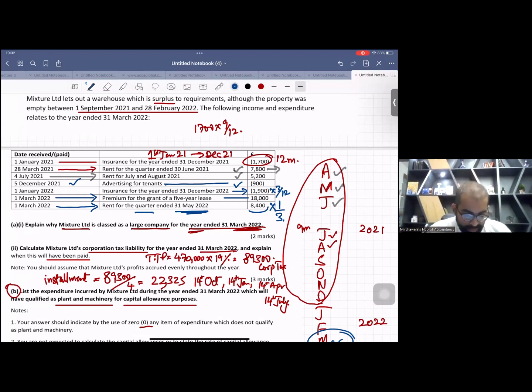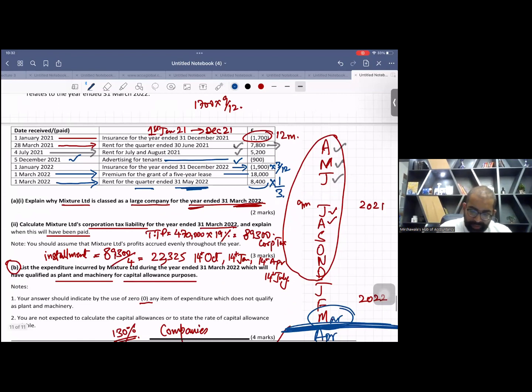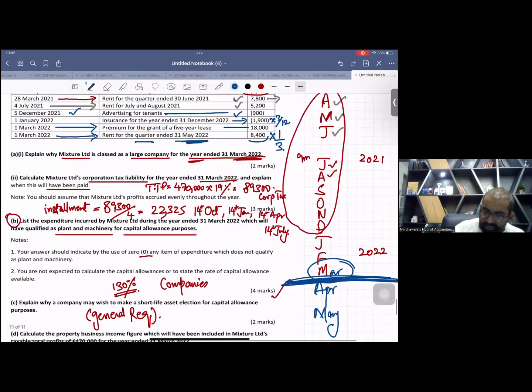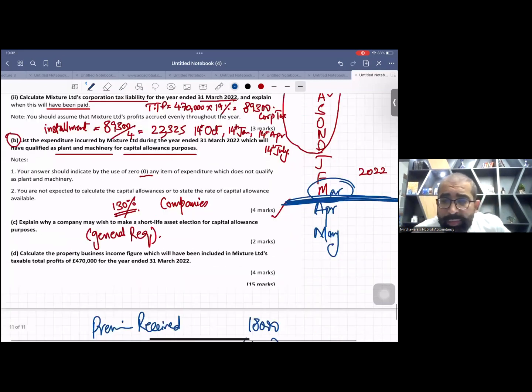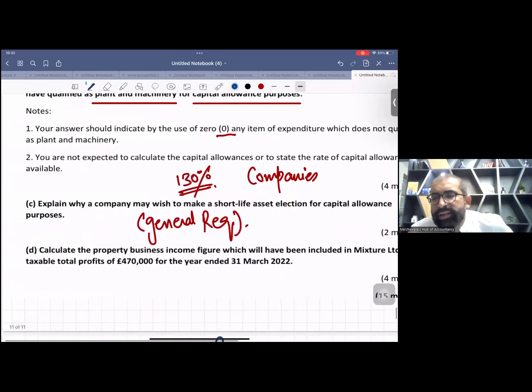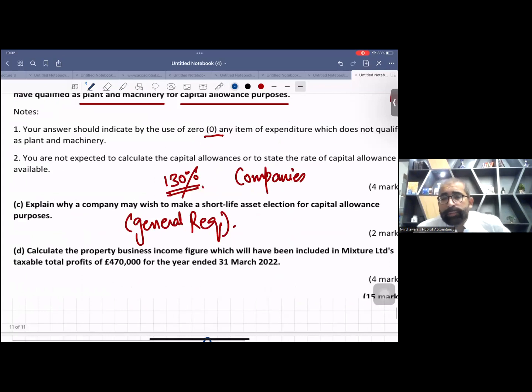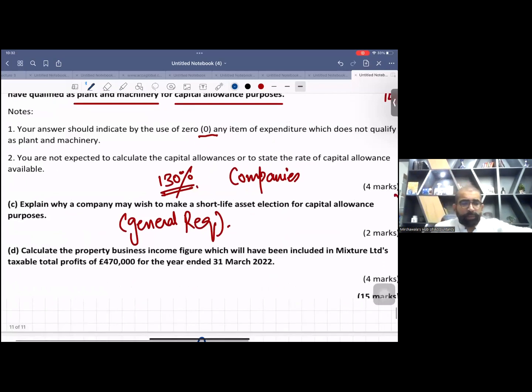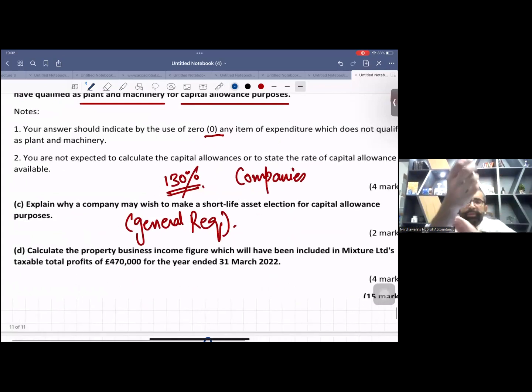Now let's read the requirement, the last requirement. See, calculate the property business income figure which will have been included in the Mixture Limited taxable profits for the year ended 31st March 2022. It means you don't need to calculate any TTP. Just calculate the property income.